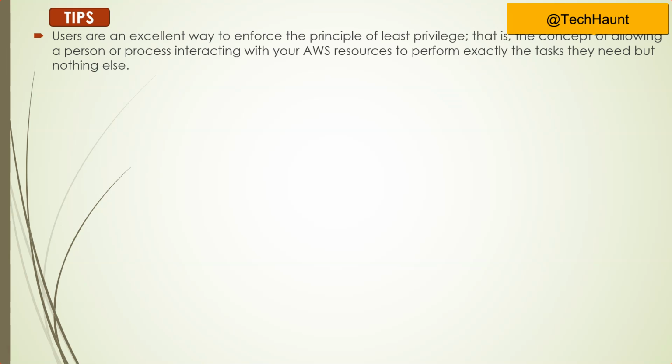Basically, there are three types of principals available in AWS. The first is root users, the second is the IAM normal users, and the third, last but not the least, is roles and temporary security tokens. So these three are the principals in IAM.